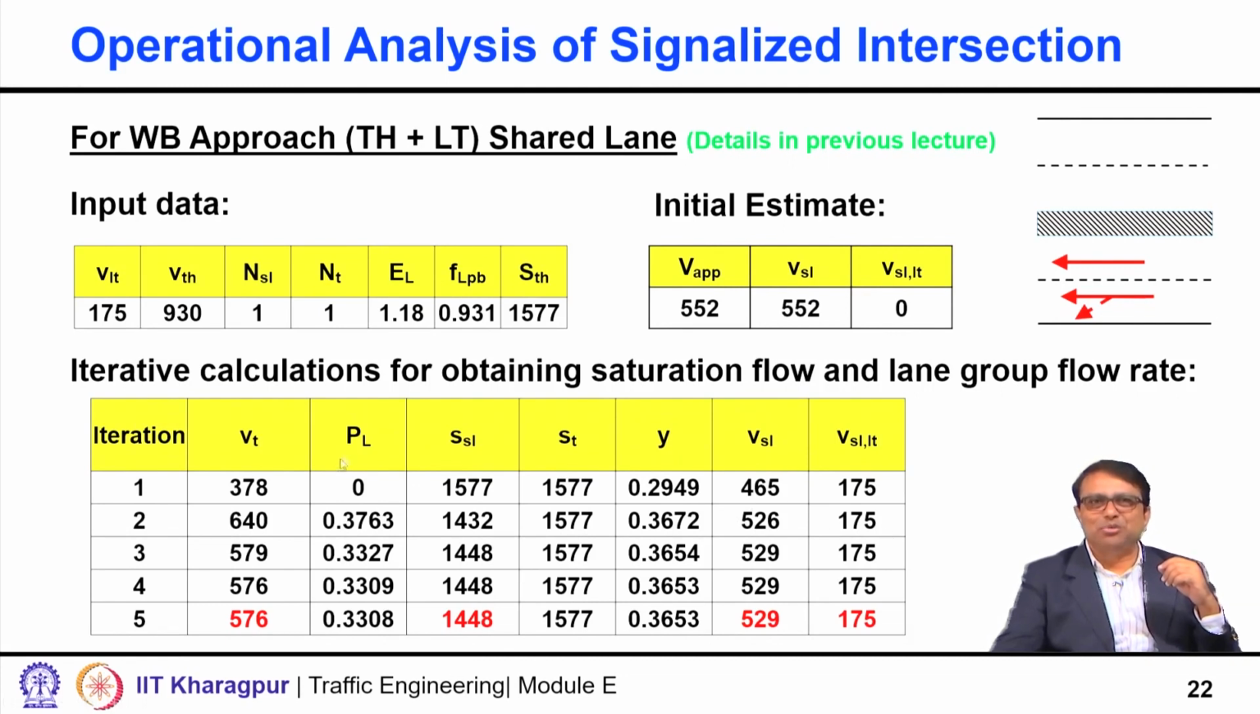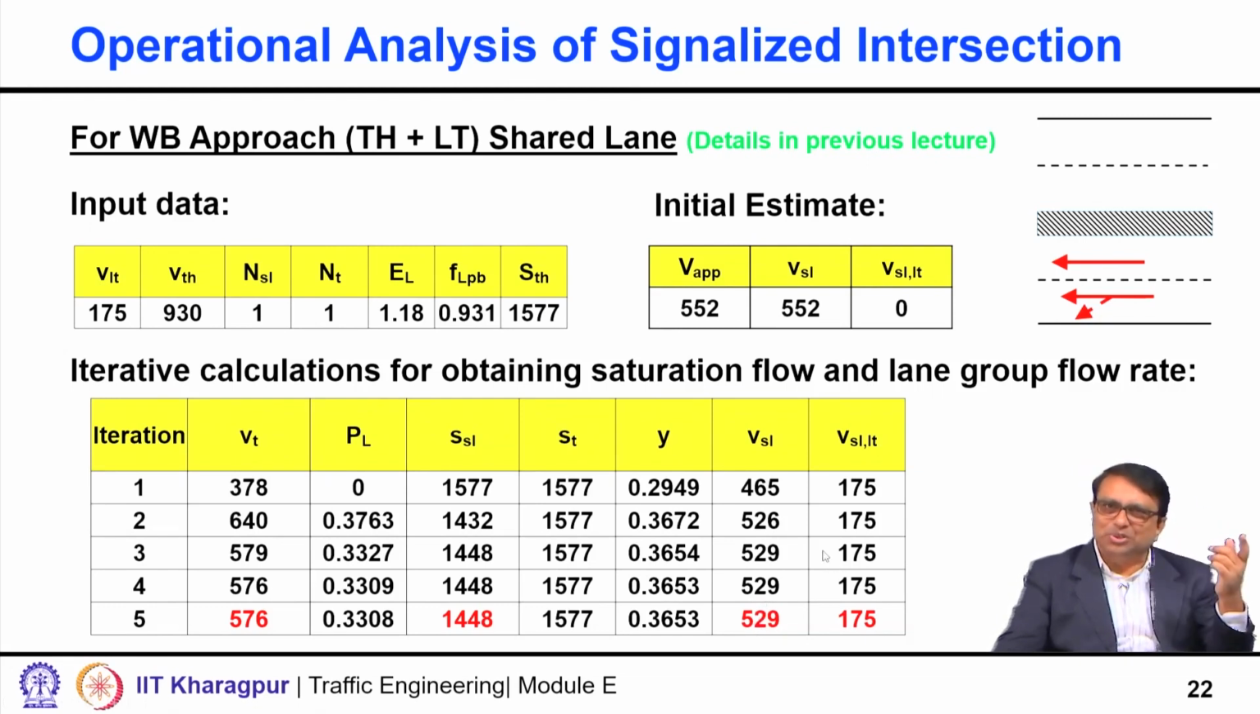So, you can say in every case the through is the same, but in every iteration the saturation flow value of the shared lane left turning is calculated depending on the percentage of left turning vehicles, and eventually that gives you the final flow, VSL, VSL LT. And we stopped after the 5th iteration because it converged, there is no change.